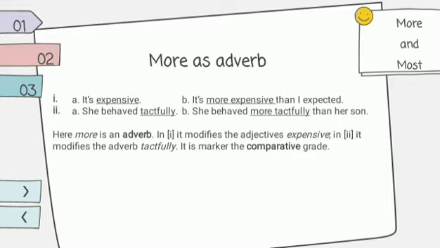Here, more is an adverb. In the first example, it modifies the adjective expensive, as in it's more expensive than I expected. In the second example, it modifies the adverb tactfully, as in she behaved more tactfully than her son. It is marked the comparative grade.